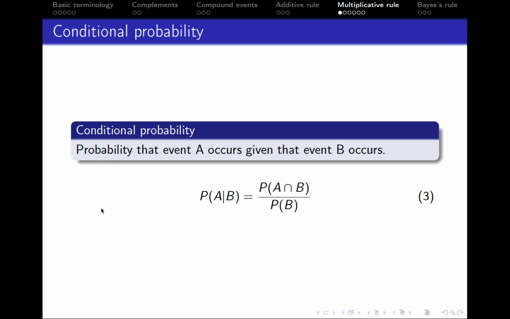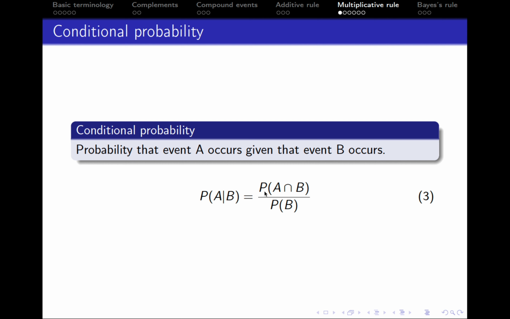Another important rule in the theory of probability is the multiplicative rule. But before I move to it, I would like to discuss a couple of extra things. First of all, there is something called conditional probability, and this is the probability that event A occurs given that event B occurs or has already occurred. And this is how conditional probability is denoted. So once again, the probability that event A takes place given that event B has taken place.